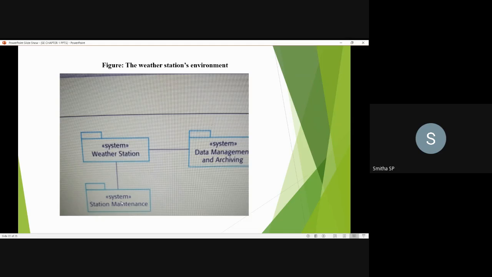Next, the station maintenance system. This system communicates by satellite with all other weather stations to monitor the health of the systems, and it provides reports of problems if any occur. Together with that, it can update the embedded software in the systems. If any system problems occur, it can be used to remotely control the weather station. So this is how the weather station's environment works.